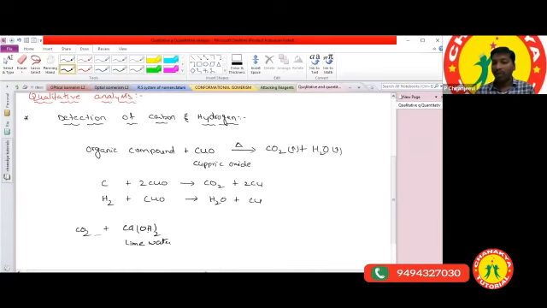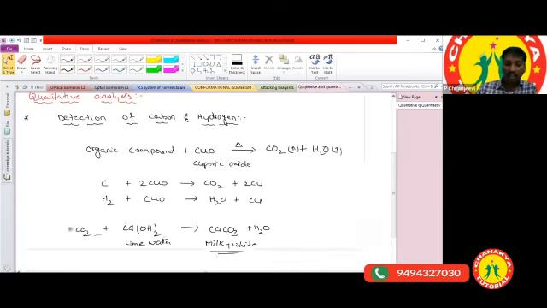Whenever you pass carbon dioxide through lime water, it turns milky white. What is the milky white substance here? It is nothing but calcium carbonate. So whenever it turns milky white, based on this we can say the given organic compound contains carbon as an element. That is one test.